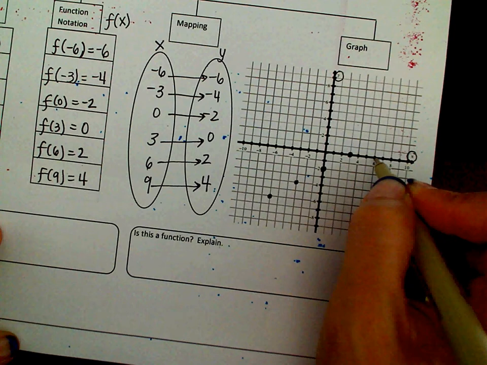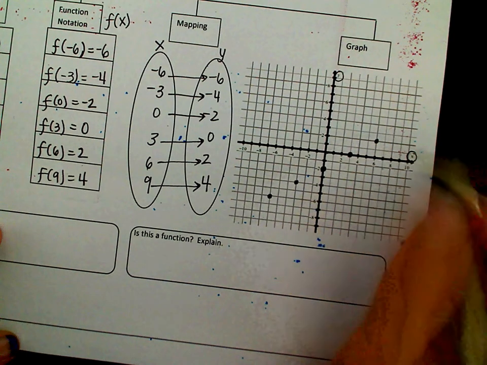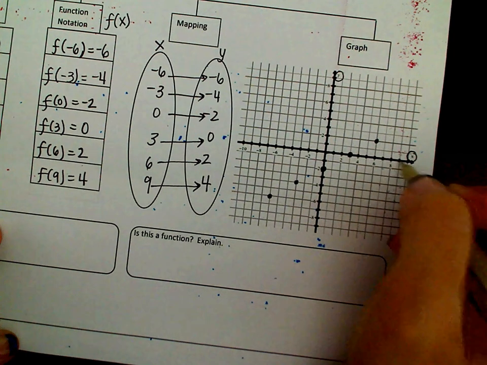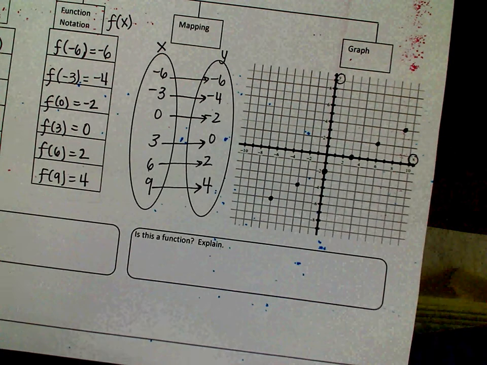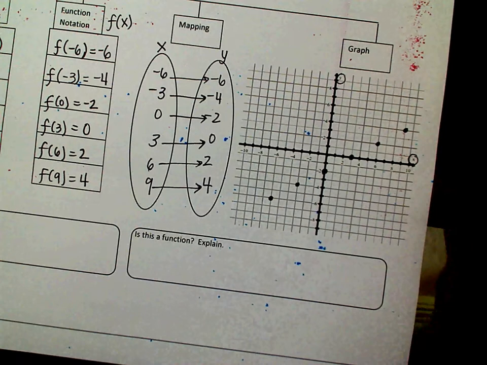There we go. Then 6, 2. 6 is x, so I go 6 positive to the right because x can only go left or right, and then you go up 2. And then 9, 4. 9 to the right, and then 1, 2, 3, 4 up. And you're done.